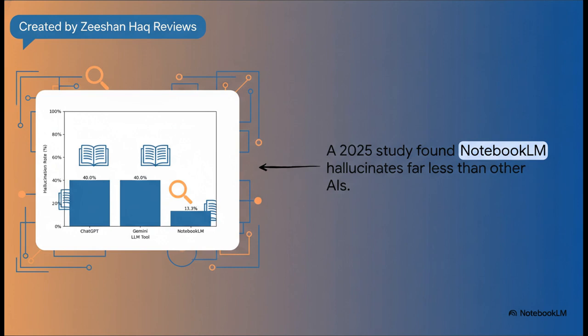Well, lucky for us, some researchers actually put this to the test, and the data they found is pretty wild. They took a huge research task, we're talking 300 documents, and gave it to NotebookLM and a couple of the big general-purpose chatbots. Now get this, the general chatbots hallucinated, or made stuff up, in 40% of their answers. 40! And NotebookLM? Only 13%. I mean, that is a night and day difference.